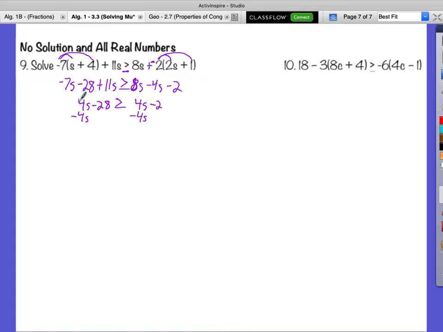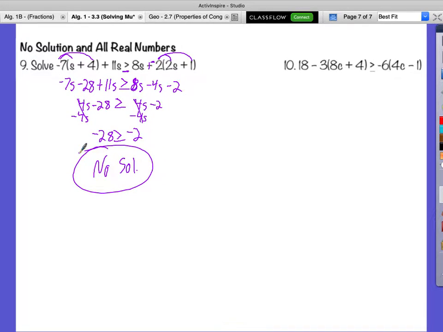What's 4s minus itself? So negative 28 is greater than or equal to negative 2. Now, is negative 28 greater than negative 2? No. So is this true or false? This is false. So what do we have when it's false? No solution. So it did end up being no solution.